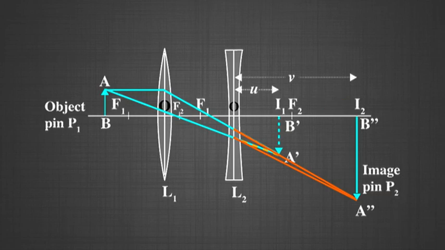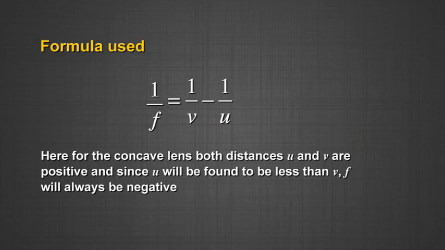So, you can see from the ray diagram that for just the concave lens, you have a distance L2I1 acting as u and L2I2 acting as v. Just put it in the formula and find the value for f.